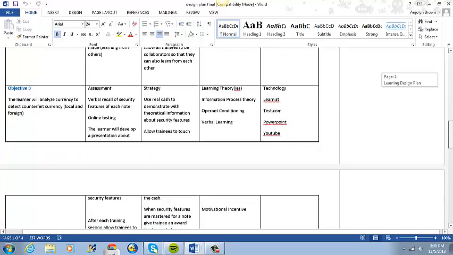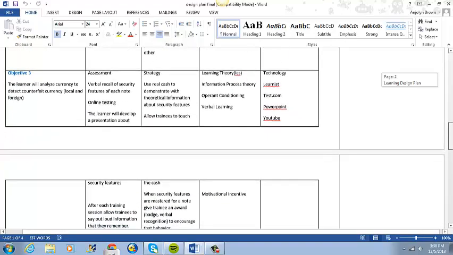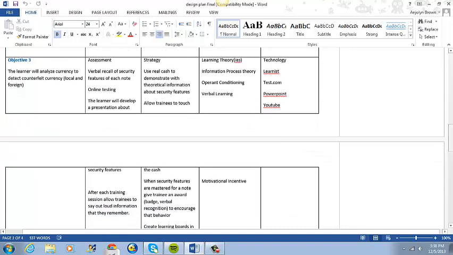Objective number three, that the learner will analyze currency to detect counterfeit currency, both local and foreign. Now, one of the best ways to detect a counterfeit is to know everything about the genuine. So as you see the counterfeit, you will know it. So the stress here is that the learner will know all the security features of all different notes in all currency that will be handled on a day-to-day basis.